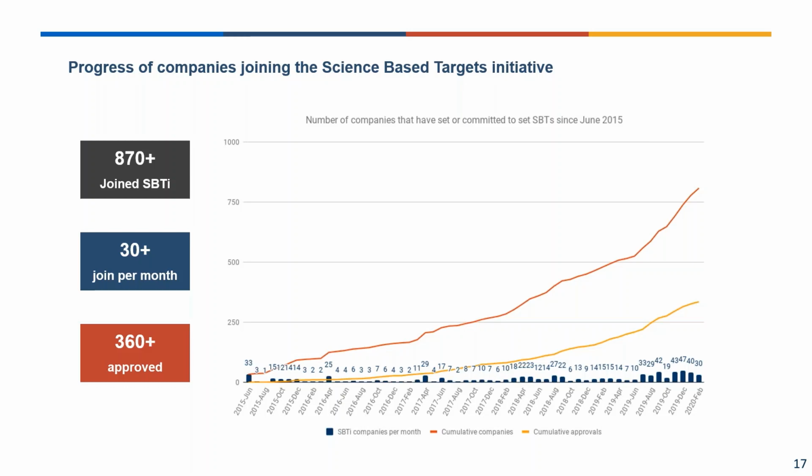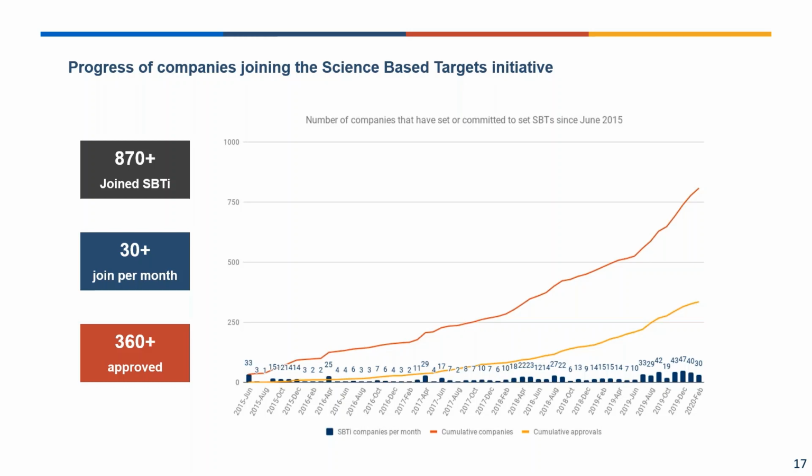So since the launch of the initiative in June 2015, ahead of the Paris Agreement, the initiative has experienced a steady growth of companies joining our call to action with increased acceleration around key moments and events like CDP's deadline to submit questionnaires, climate weeks, climate action summits, COPs, and other events. And to date, we have around 870 companies that are part of the initiative, of which approximately 360 have validated targets. And on average, we have 30 companies joining per month.